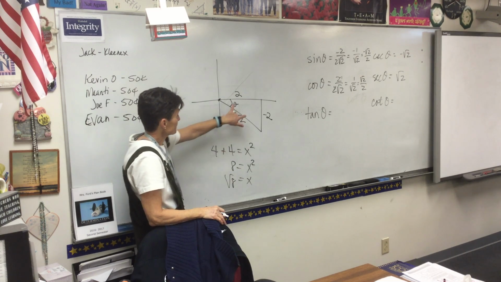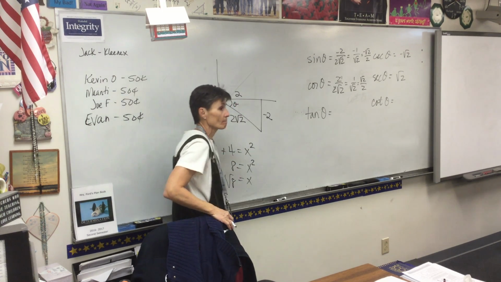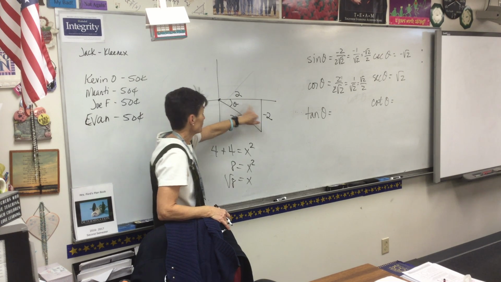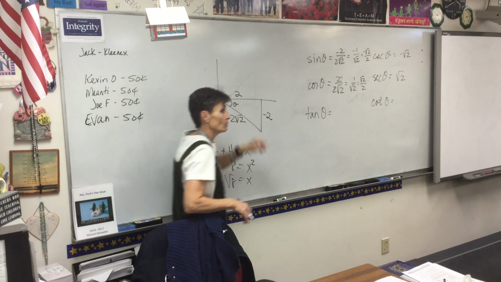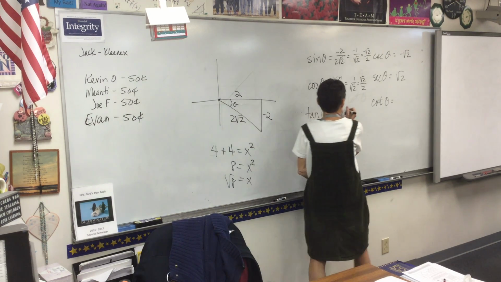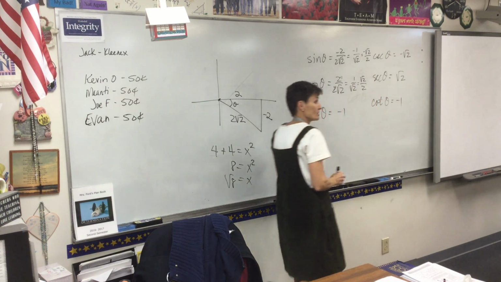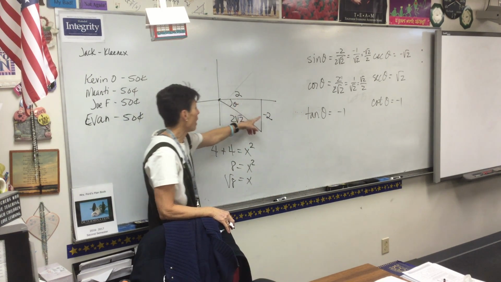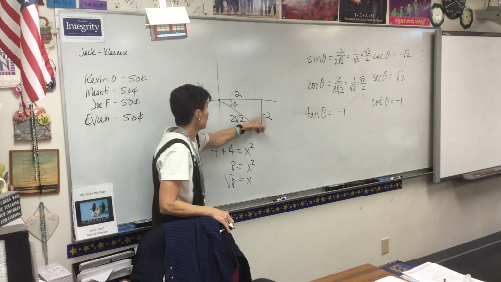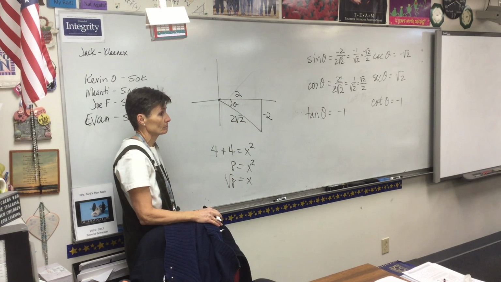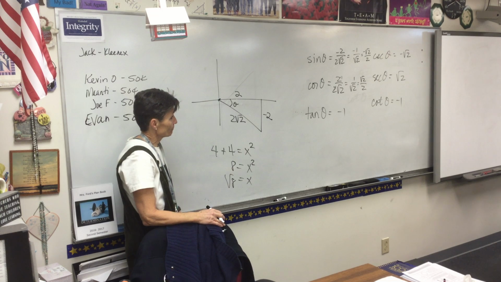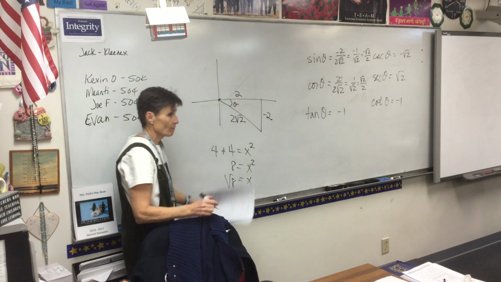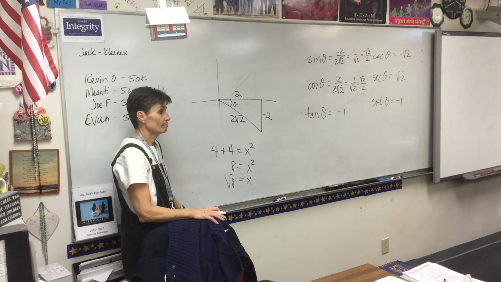How about tangent? What's tangent here? Negative 2 over 2, which is negative 1. And then the cotangent is also negative 1. Tangent is opposite over adjacent, y over x, negative 2 over 2. Everybody okay with that one so far?